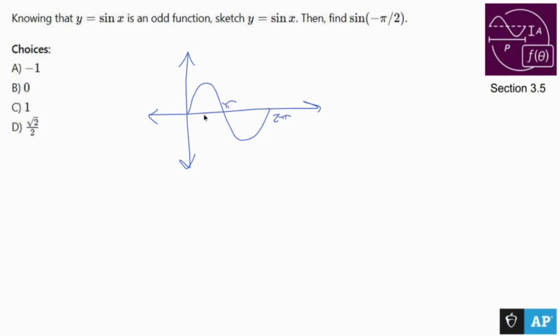Pi is where it hits the x-axis again. Half a pi is where it peaks out, and it bottoms out at 3/2 of pi, 3/2 of pi.